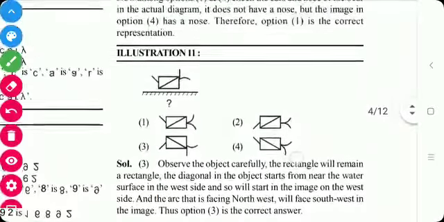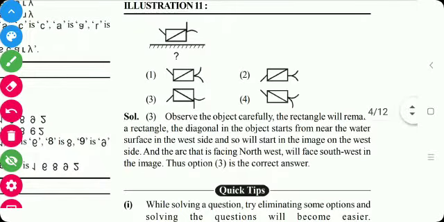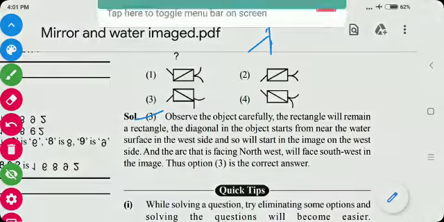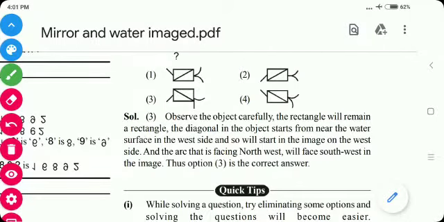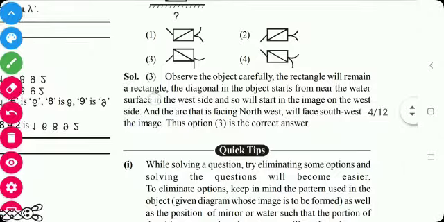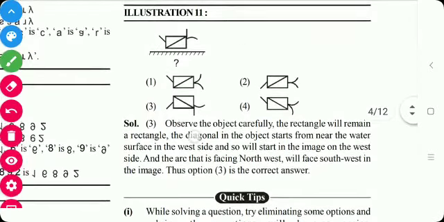Next, this figure. So the water image is this 3. The water image of this figure is this.